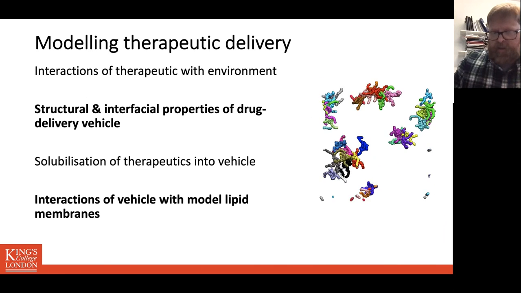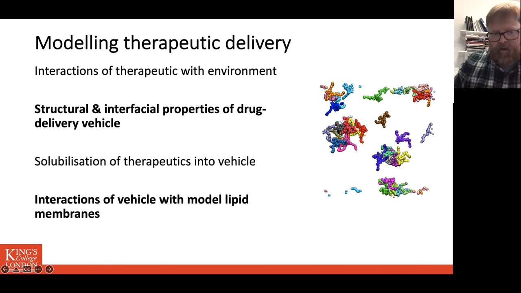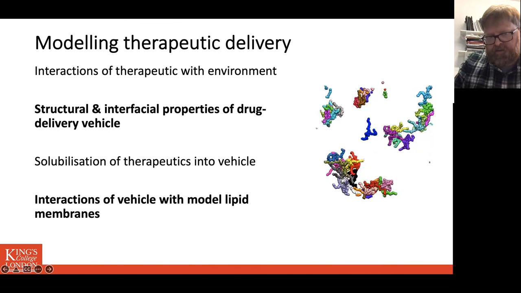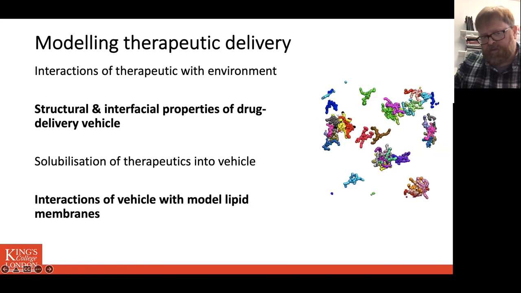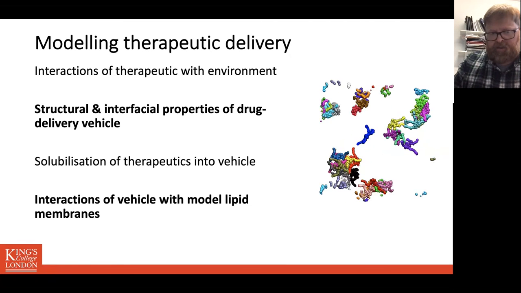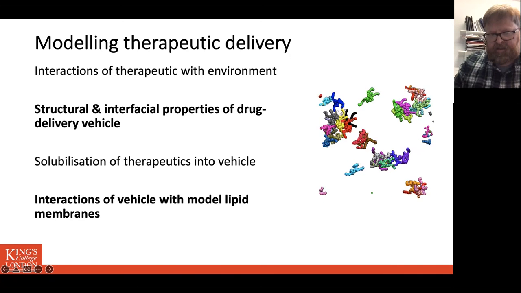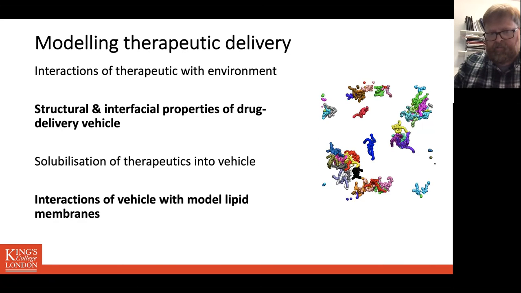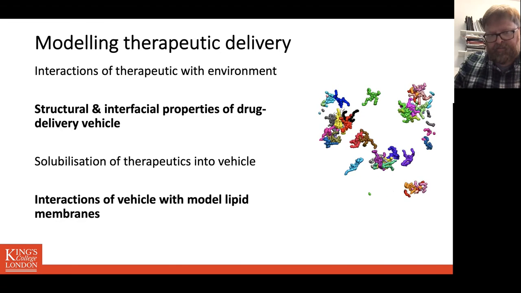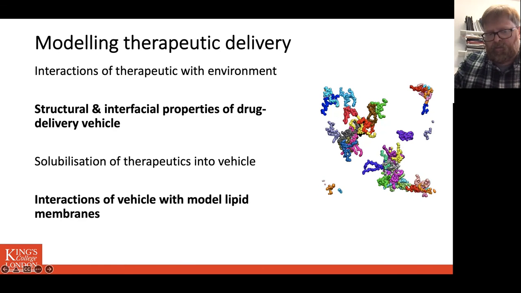The two parts I'll talk about in a bit more detail today are, first, we're really interested in understanding the structural and interfacial properties of the drug delivery vehicle. And I think we've done some pretty cool stuff using machine learning, which I'll talk about in a minute, to characterize the internal structures of these nanoparticles, which then allows you to better understand where drugs might fit in to them. And then also, we're really interested in how various drug delivery vehicles interact with the cell membranes, which they would come into contact with in their biological application. And so we're doing a lot of work trying to model the interaction of various drug delivery vehicles with different types of lipid membranes as well.